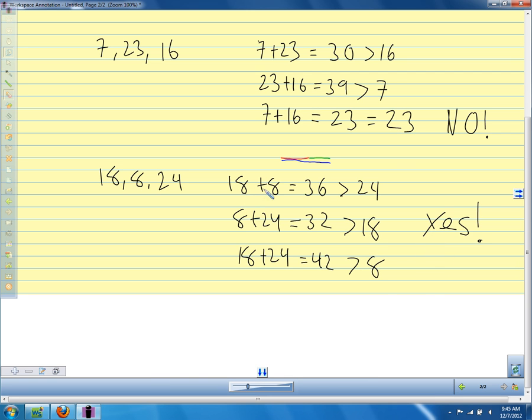So we just add two sides. If that number comes out to be bigger than the third side, the side that we didn't use to add, then it works, and we check for all the possibilities. Questions on triangle inequality?